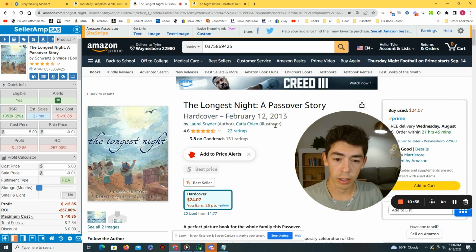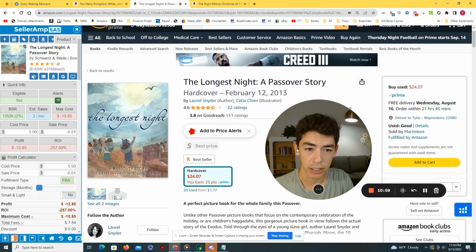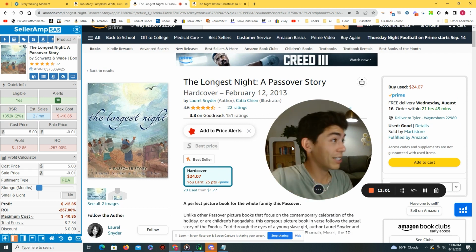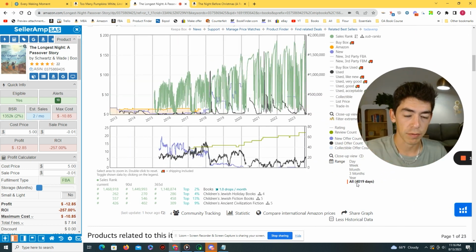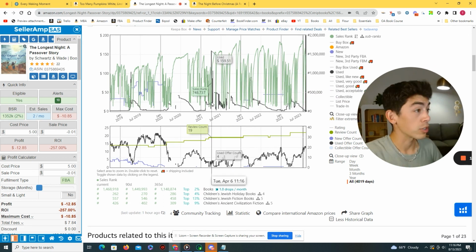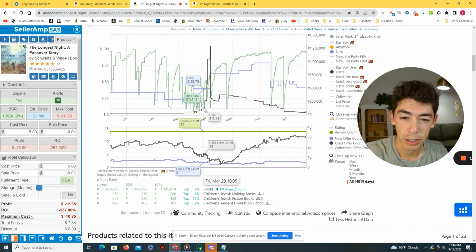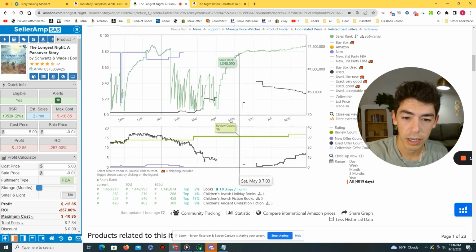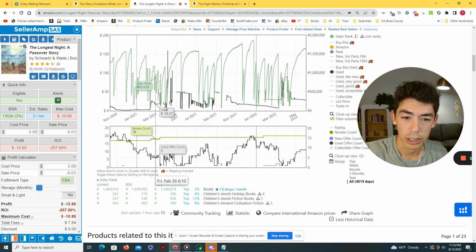So here's another book that is $1.77 right now, The Longest Night, a Passover story. A lot of people would just pass this over because it's a Passover story. Kind of funny, but if you scroll down to the Keepa chart and expand to the last 4,000 days, you'll notice this is super cheap during some times of the year and then super expensive during others. It looks like this book always starts increasing right around March, April. We have it there, and there, and there.